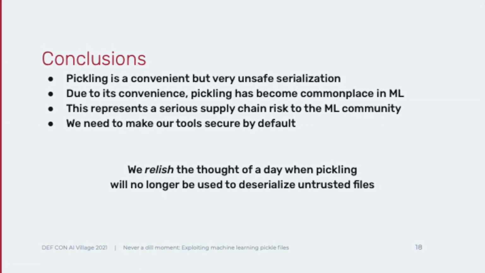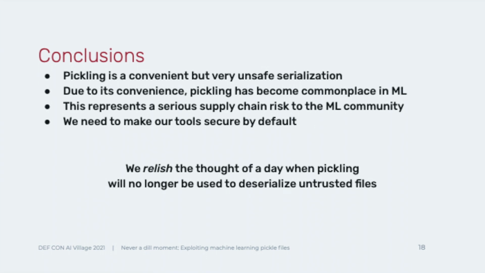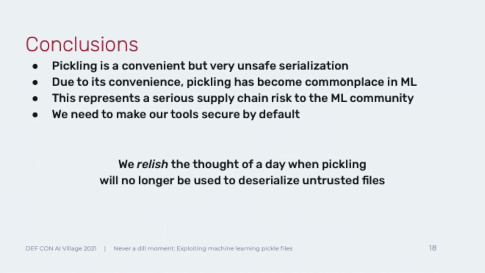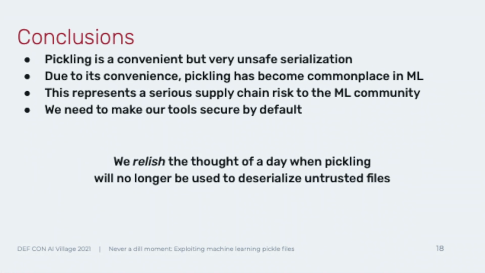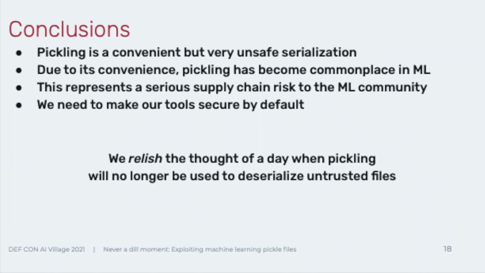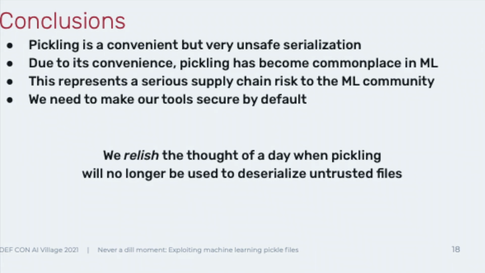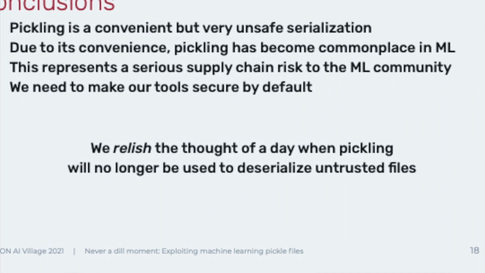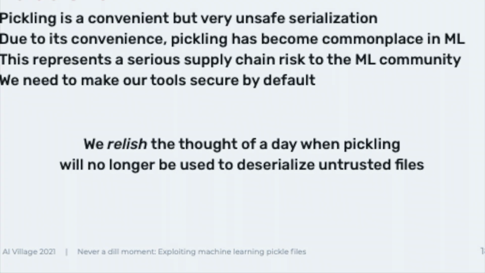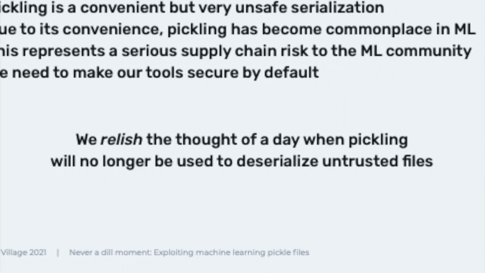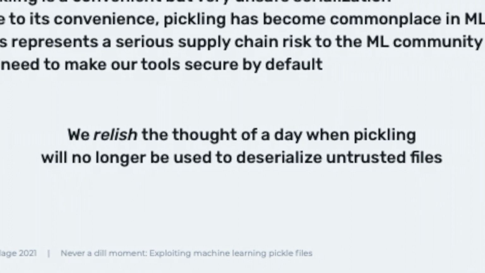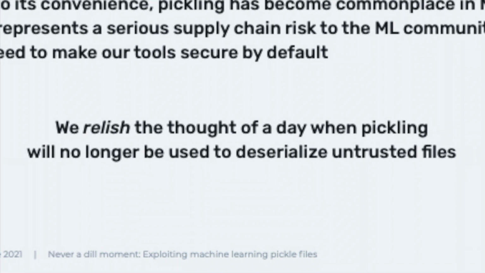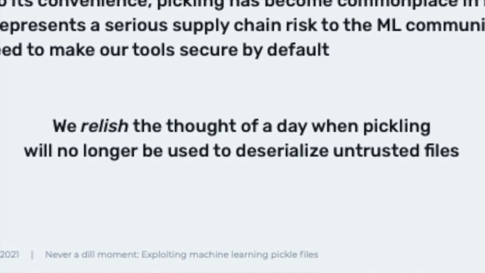So pickling is a convenient serialization method, as it does allow you to save arbitrary objects. It makes sense why choosing pickling for persistence is a popular practice amongst Python programmers and ML practitioners. But unfortunately, pickling is very unsafe and represents a serious supply chain risk to the ML community. We should be more security conscious, and we need to make our tools secure by default. And that starts with not making pickling our default model serialization. We hope you enjoyed our over-the-top pickle puns, and please let us know if you have any questions.